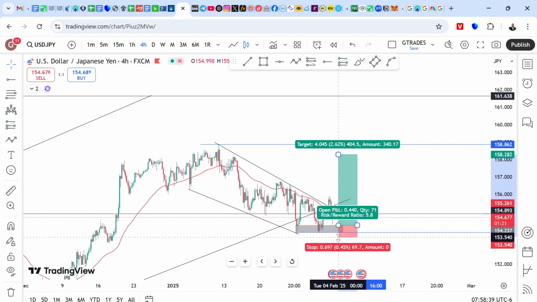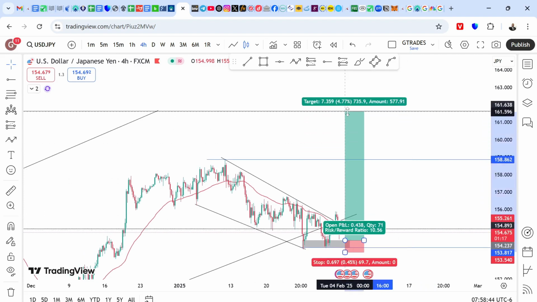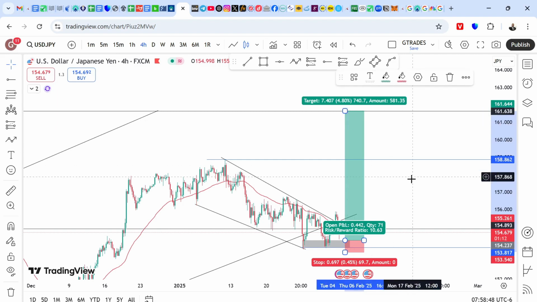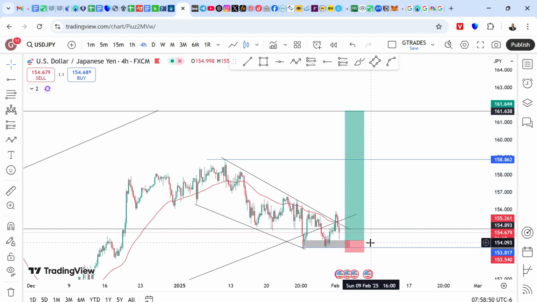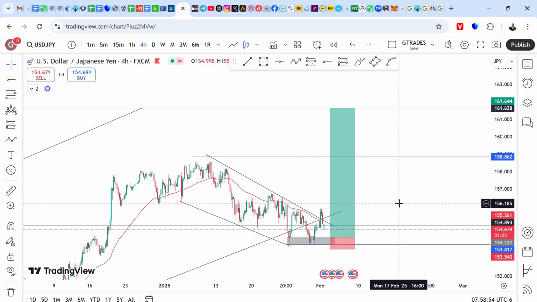If price comes here and gives me good confluences, I will just be risking like 70 pips, right? 70 pips here to get 740 pips. About 1:10 risk to reward. Did you see that? This is crazy. This is crazy.